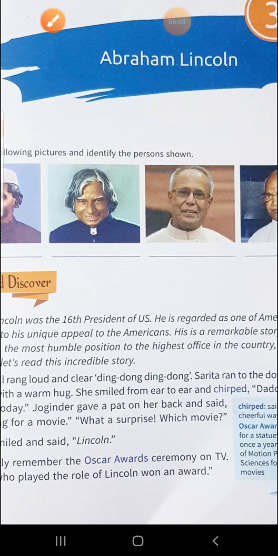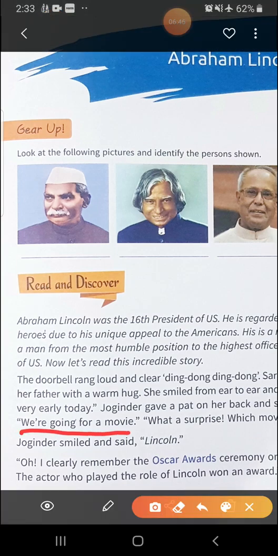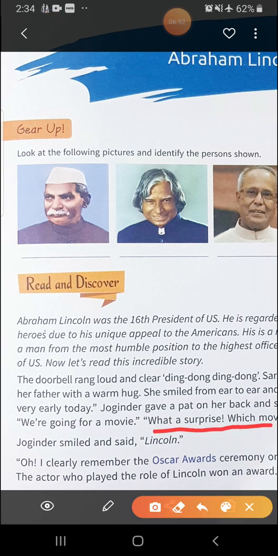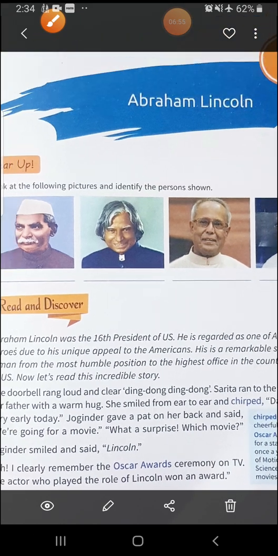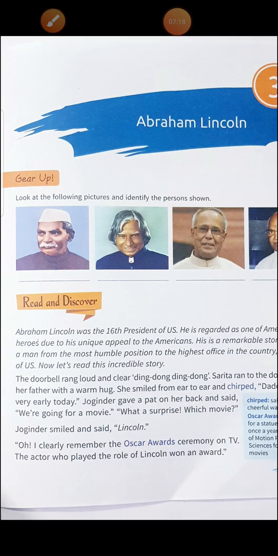Then Joginder, he gave a pat on her back and said, what he said? We are going for a movie. What a surprise! Which movie? So he patted her back and said, who is he here? Joginder. And who is Joginder? Sarita's father. Alright. He patted her back and said, we are going for a movie. And she asked, what a surprise! Which movie? Of course, that was a surprise to her.